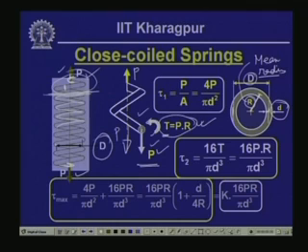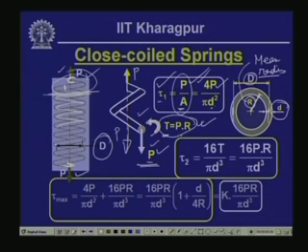And generally in a spring we consider the direct shearing stress in the form of average stress, which equals P by A. The cross sectional area of this spring wire is pi d square by 4, where small d is the diameter of the spring wire and P is the shearing force acting in the wire. So, the shearing stress tau 1 is equal to 4 P by pi d square.